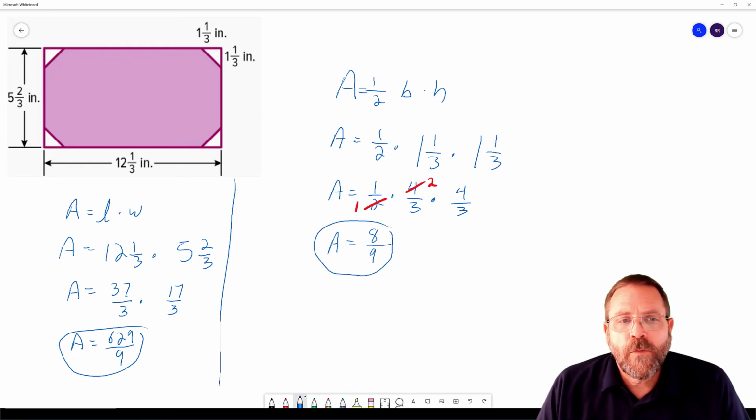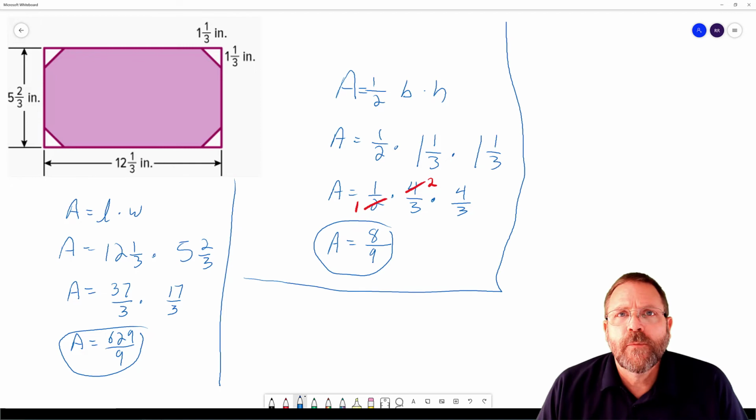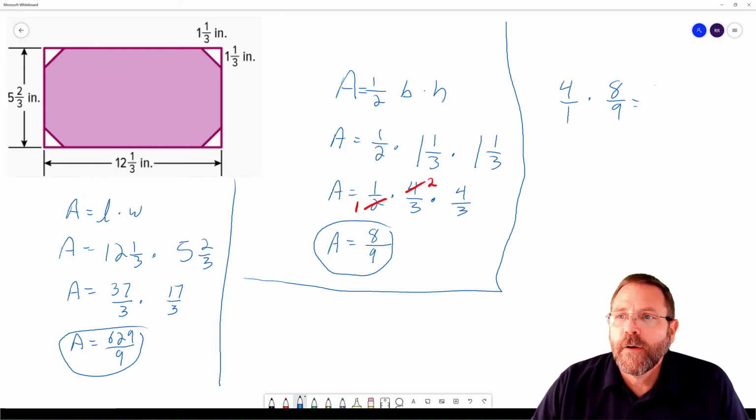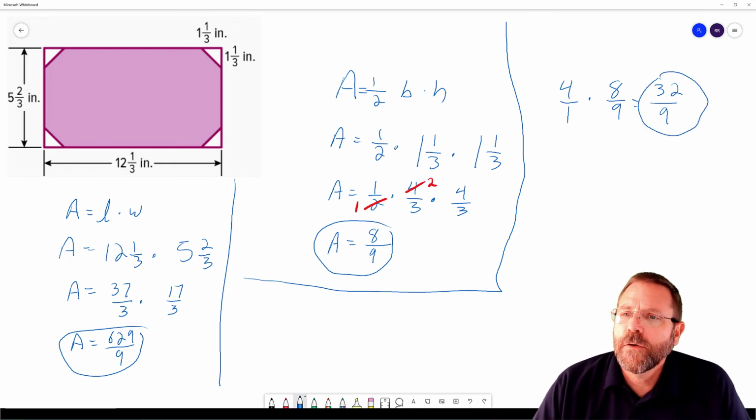But that is only one of those triangles, and I have 4 of them. So the next thing I'm going to do is multiply that times 4. I have 4 triangles at 8/9 of an inch for each one. Make an improper fraction, multiply that out, and now I'm looking at 32 over 9 as the area of the entire triangle collection that we're subtracting. Let's go ahead and circle that too.